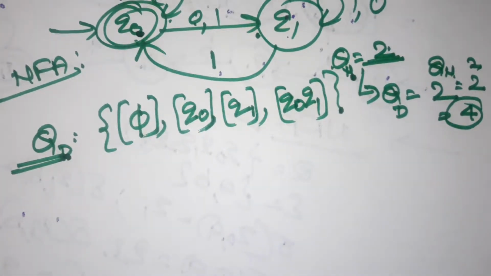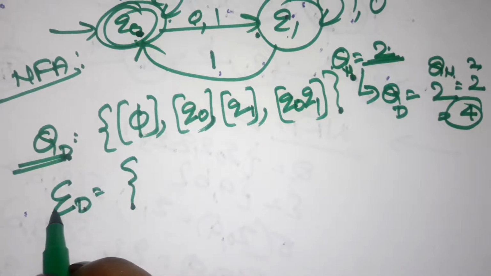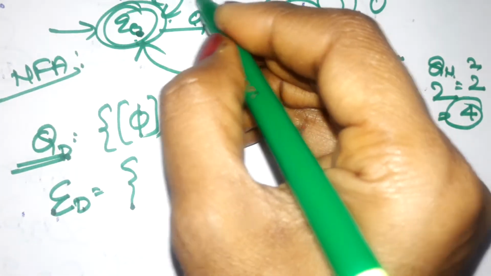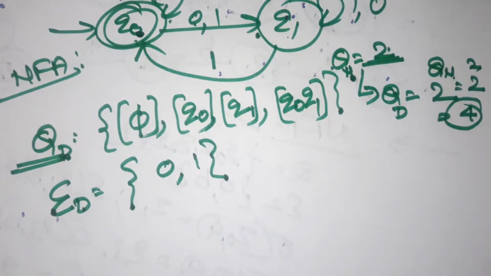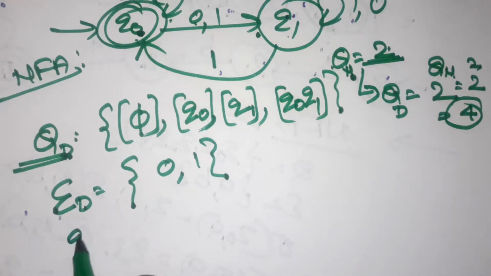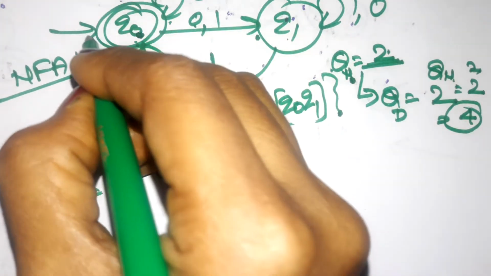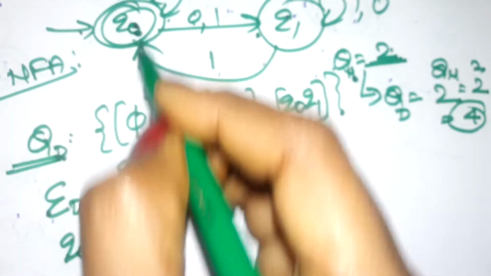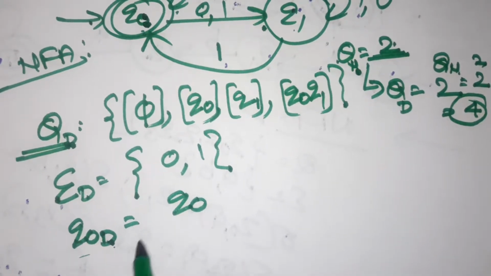After finding the possible states, you need to find the set of input symbols. The set of input symbols for the deterministic finite automata is the same as for the NFA. In the NFA, what are the input symbols? 0, 1. The same input symbols you need to mention. The transition function we will see later. Next, the initial state. Whatever the initial state is for the NFA, the same will be for the deterministic one. So here Q0 is the initial state.